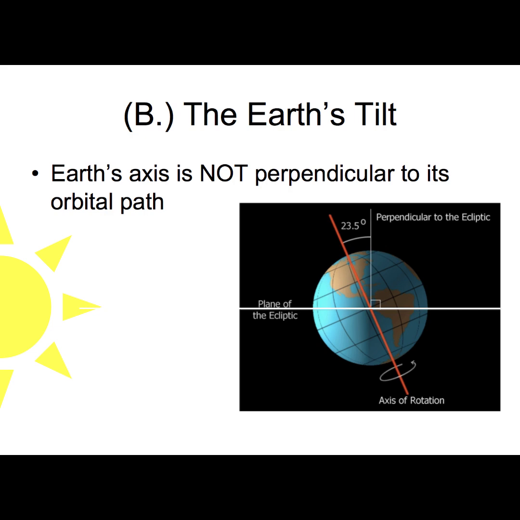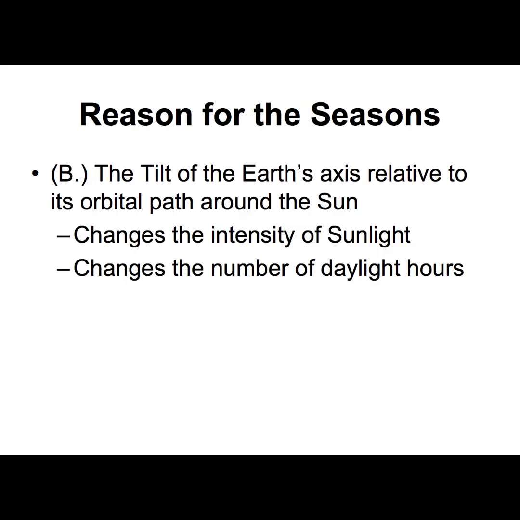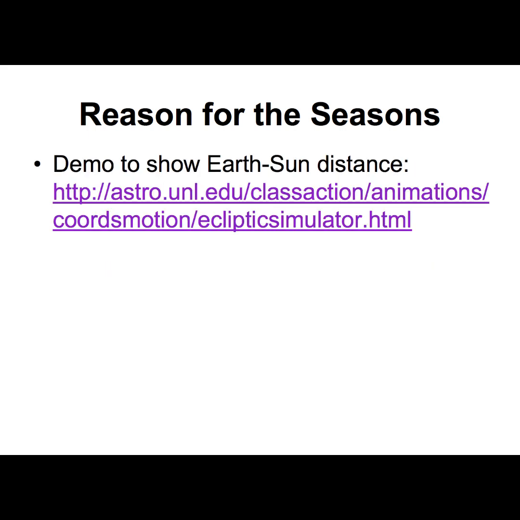The tilt of Earth's axis has two effects. One is that the intensity of sunlight changes throughout the year. Two is that the number of daylight hours changes throughout the year. We will discuss both of these effects in more detail in this video. Now we will look at a simulation that shows Earth's orbit around the Sun and how that changes the intensity of and number of hours of daylight we have throughout the year. A link to this simulation is available on Canvas in the Seasons module and is also shown here.